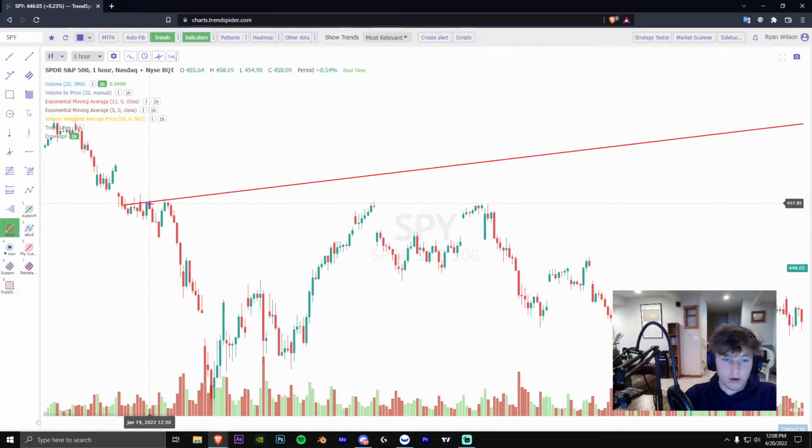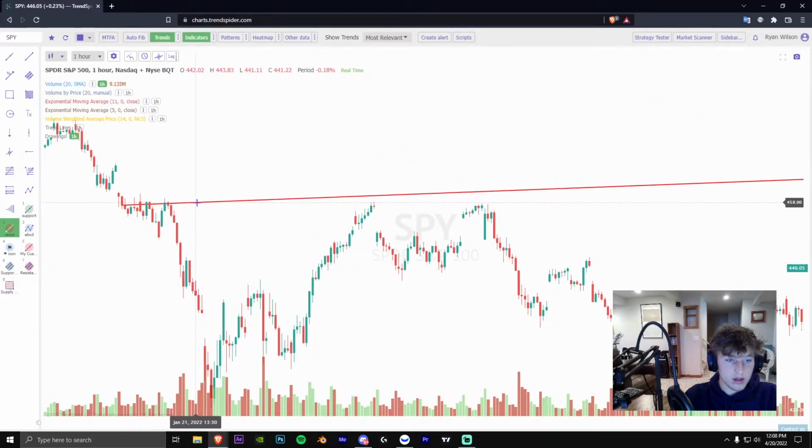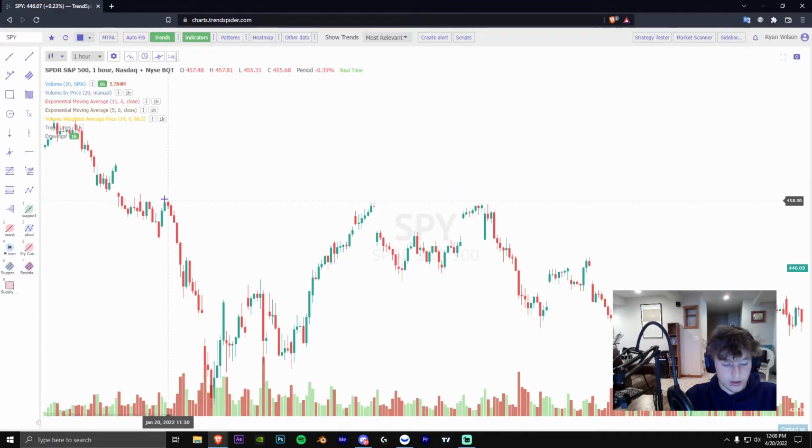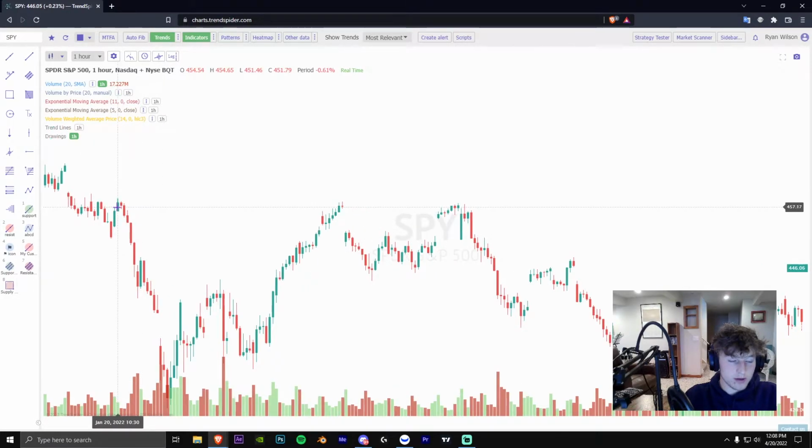Where is it? Around 458, which is also a psych level. I don't know why the line drew there, but you can see that this line is clearly respected. And then after you see this giant red candle, there's where I'd probably draw the supply zone. If I saw this candle and this candle, I probably wouldn't draw the supply zone yet. I would probably draw it after I saw this candle.